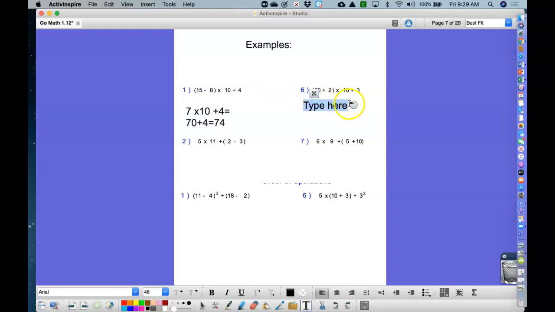Let's look at the problem over here. I see parentheses, 20 plus 2. 20 plus 2 is 22.